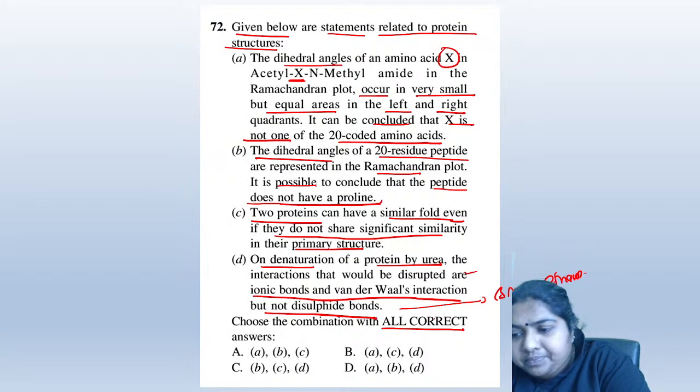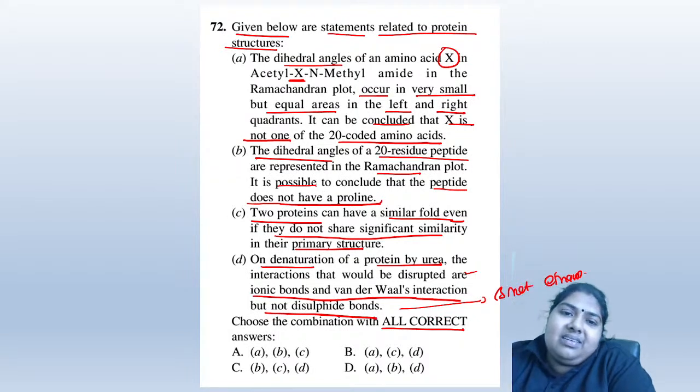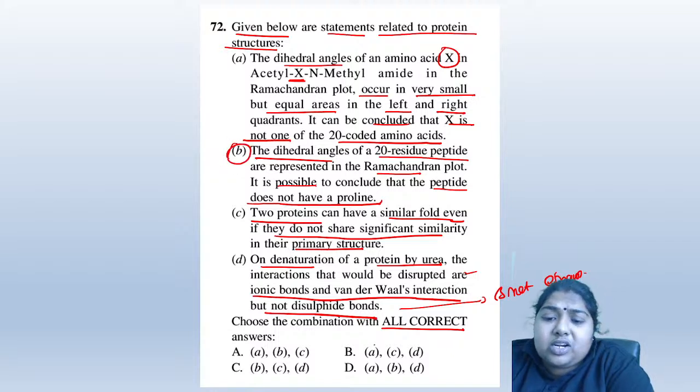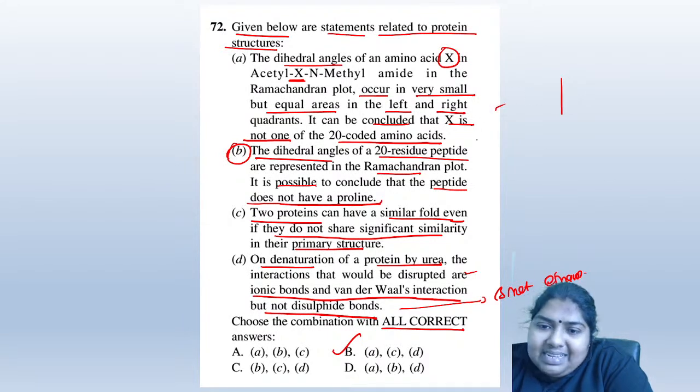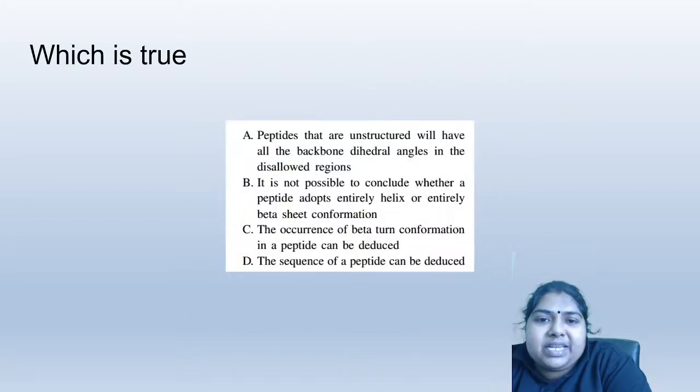Yes, Amrita? Yeah, so B is not at all possible. So A, C, D are absolutely going to be correct. Your dihedral angles occur equally in both right and left, so it is definitely not one of our 20 amino acids, it is an unusual amino acid. All the other points are correct, and B is the only wrong answer. So A, C, D becomes correct.